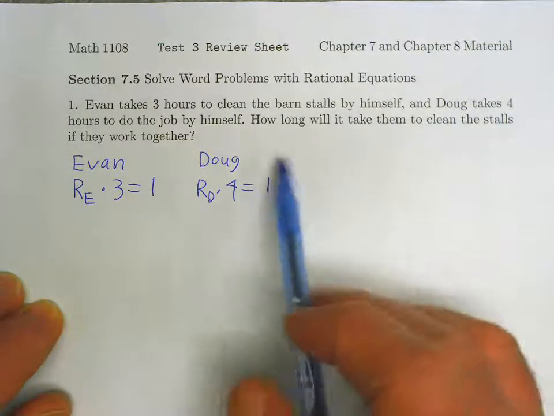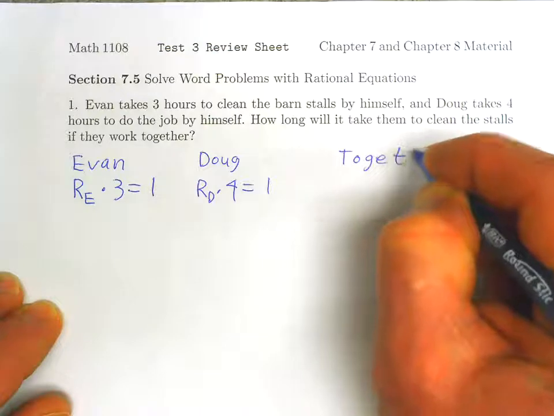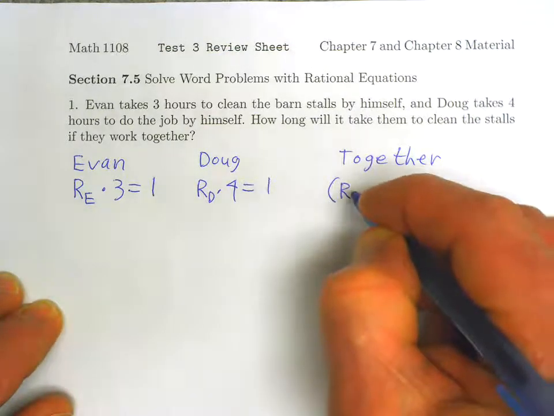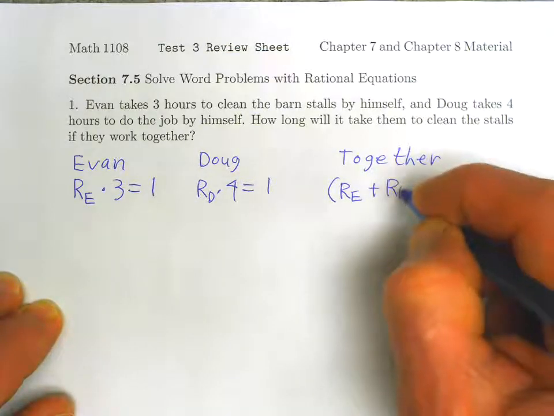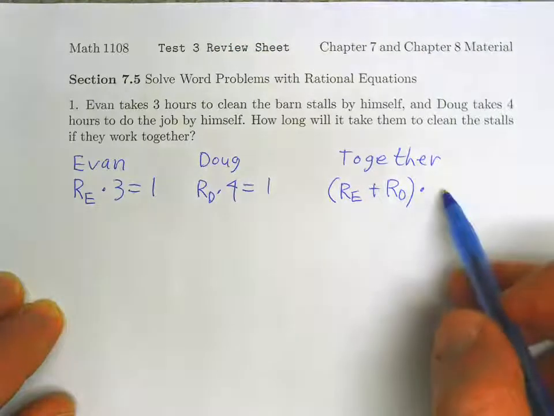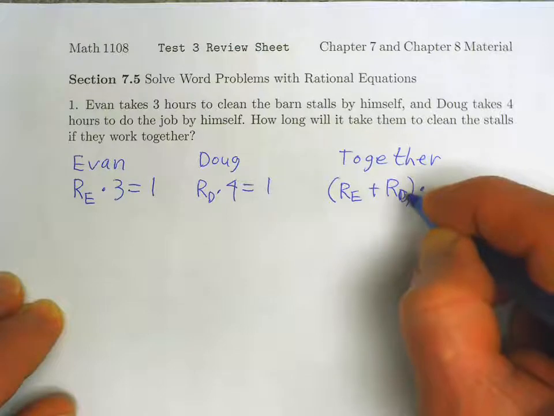And we're supposed to find how long it takes them when they work together. So when they work together, Evan works at his rate, R sub E. We add that to Doug's rate. And we want to find how much time it takes them when they work together.